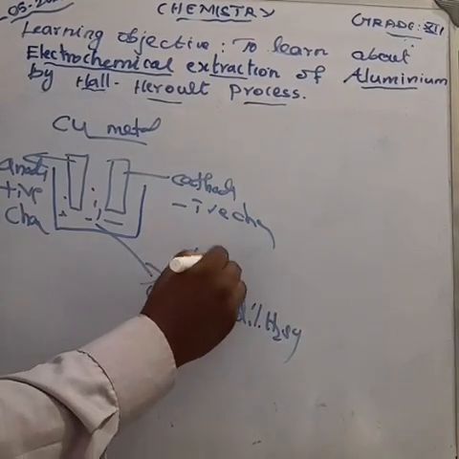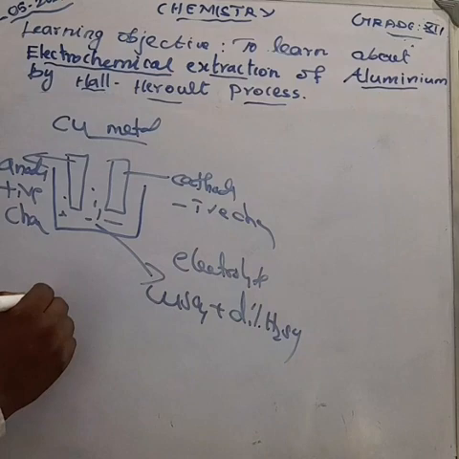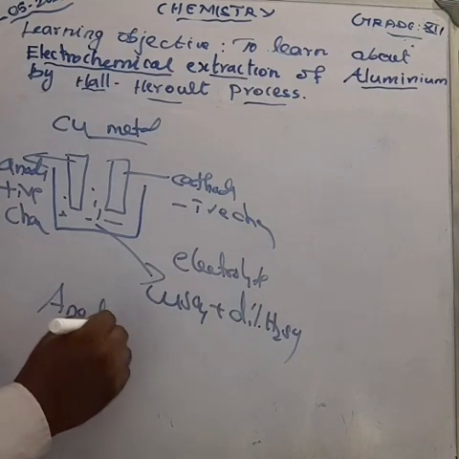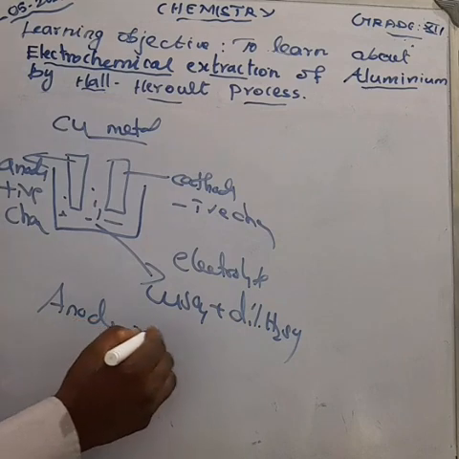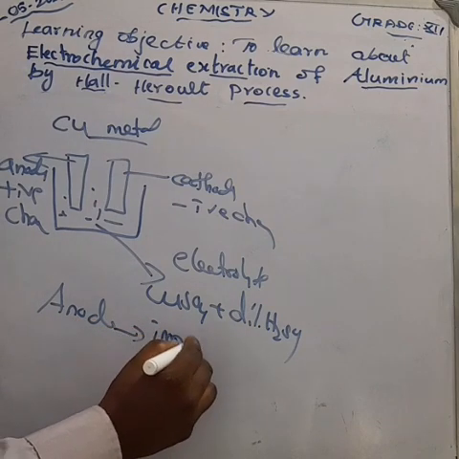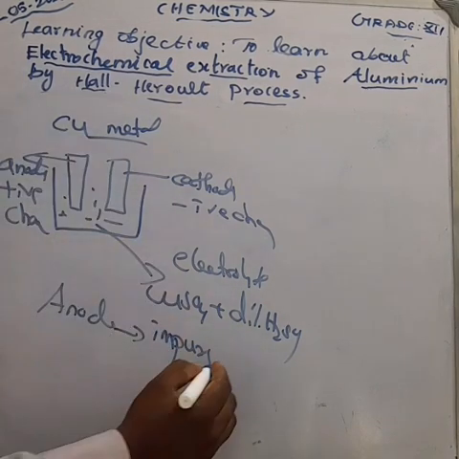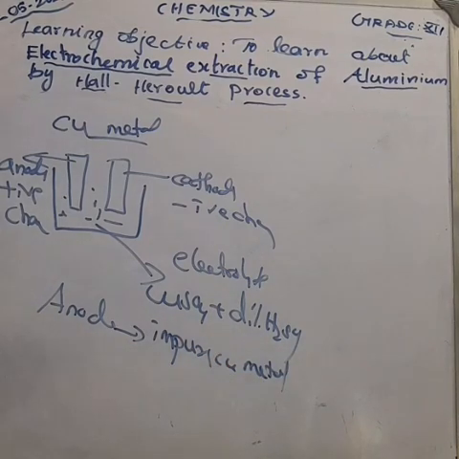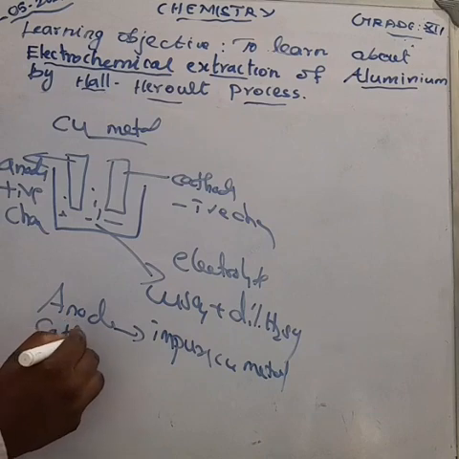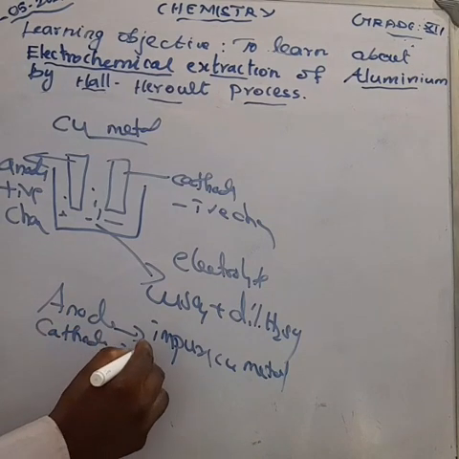Here, in the anode, what are we taking? An impure metal is taken in the anode. And for the cathode, we are taking a thin strip.